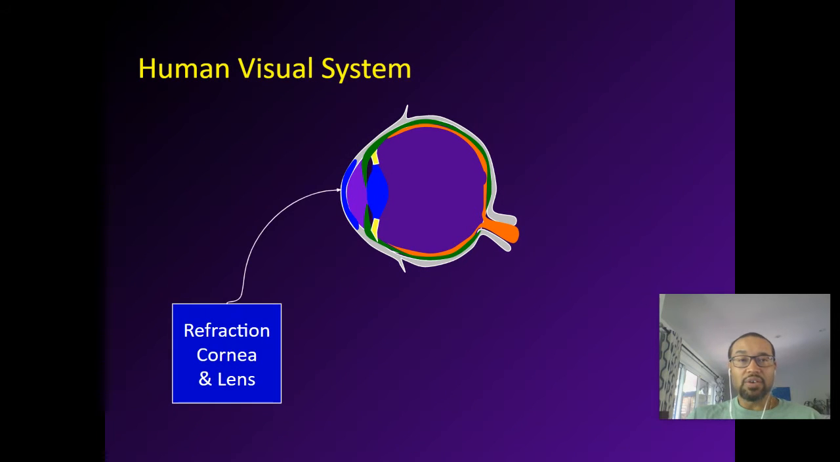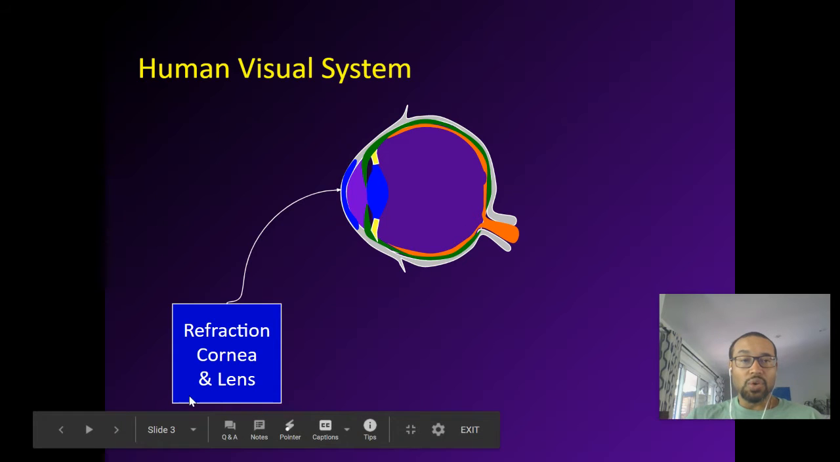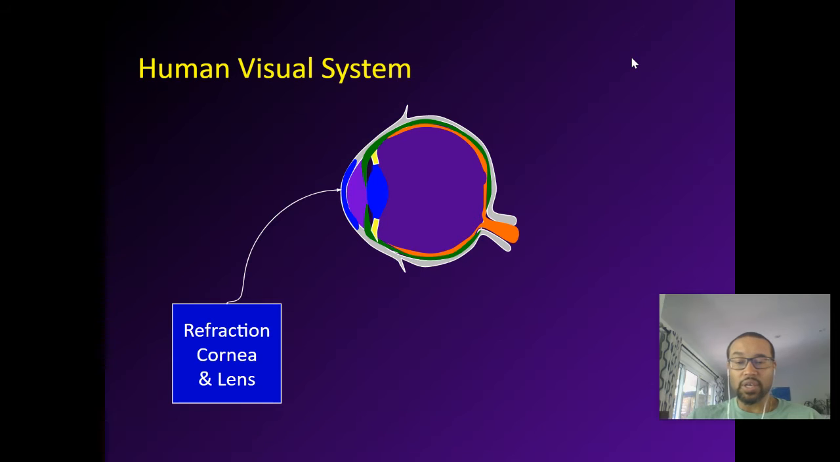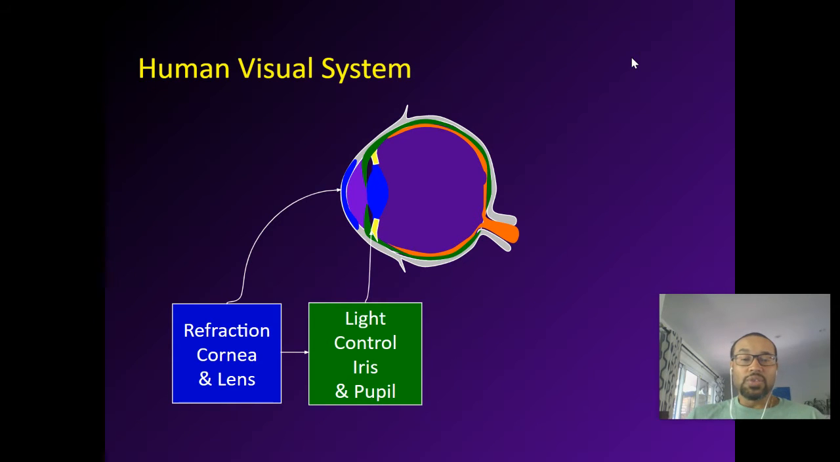So if we're to break down the human visual system, we can break it into four main categories. So those things that are necessary for refraction, for bending of the light, which include the cornea and the lens. Those things that control the light, how much light gets in, which is the pupil and the iris.